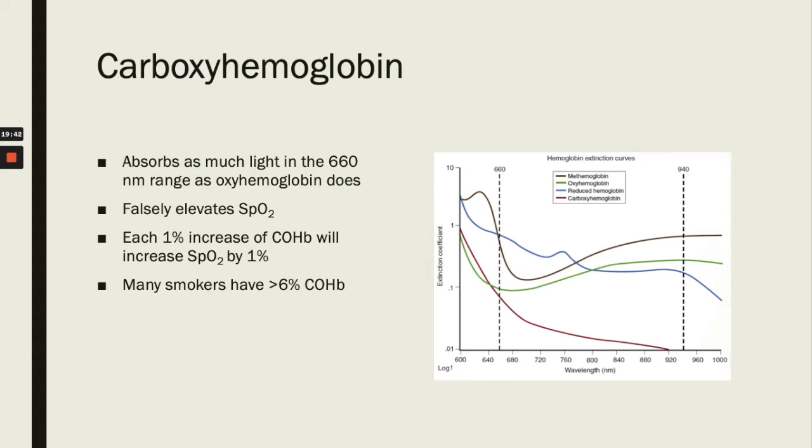increase in carboxyhemoglobin. And many smokers will have greater than 6% carboxyhemoglobin just due to the carbon monoxide that is produced when they are smoking.